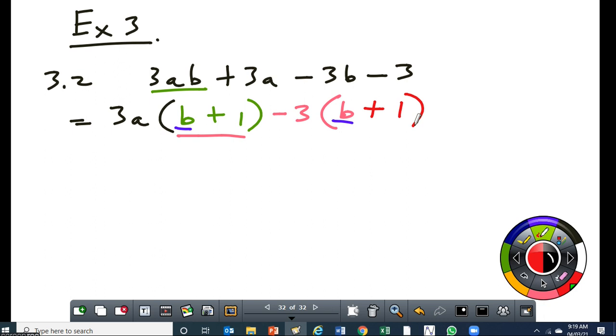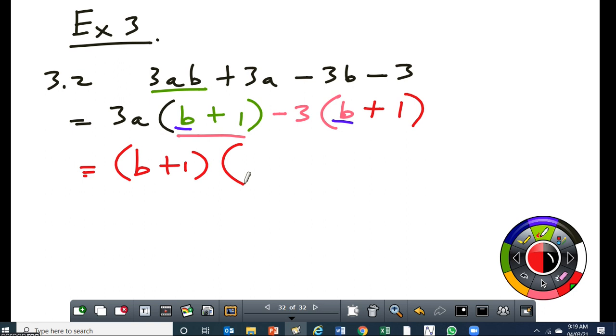Once you have these 2 binomial factors that are identical, you must start smiling, that you are on track. Then we have created a common factor, and that common factor is b plus 1. It's a common factor because this is 1 term, that's also 1 term. I hope you know that. Then we take out the common factor. I prefer to take out the common factor first. So my common factor is b plus 1. Then I'll open the second bracket.